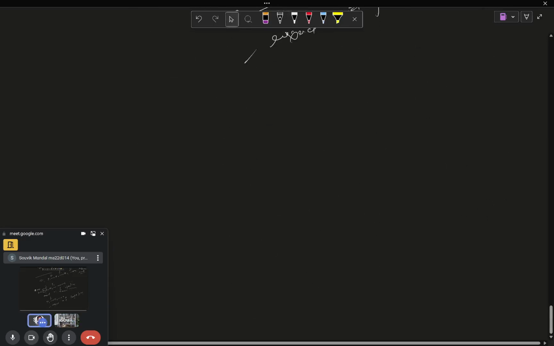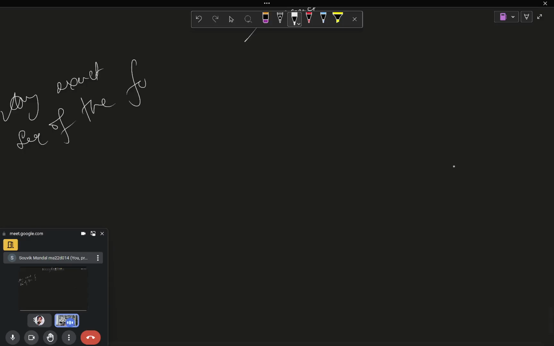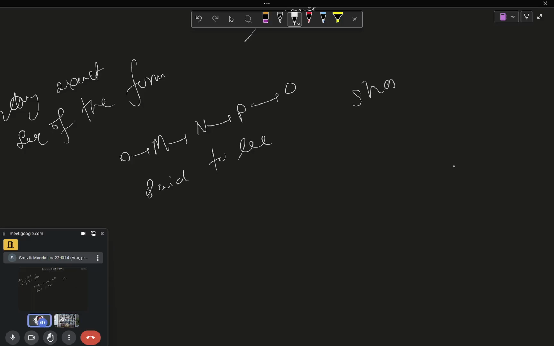Any exact sequence of the form 0 goes to M, N, P, goes to 0 is said to be a short exact sequence. Okay, so these are some basic notions. Understand?